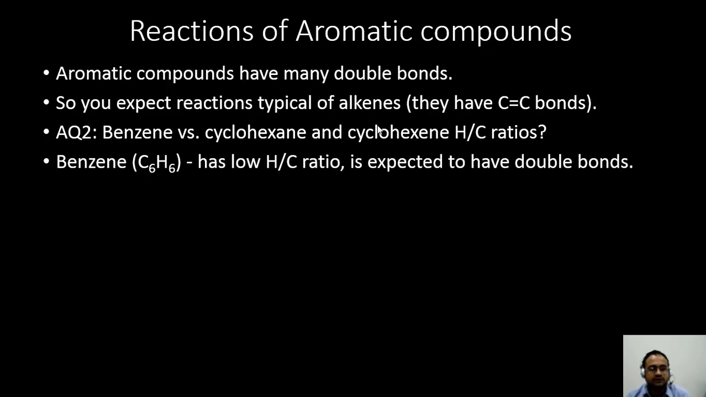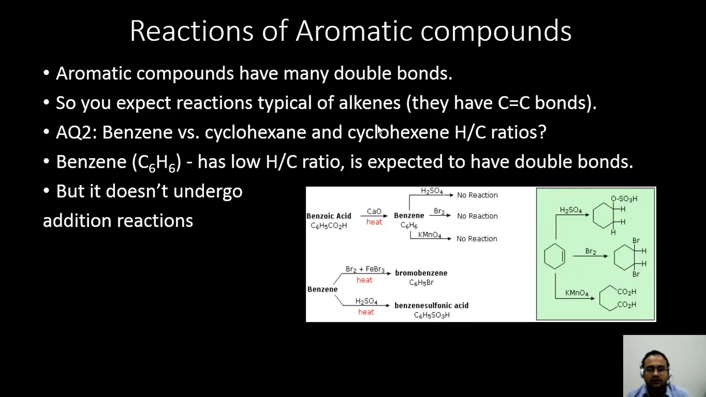So benzene has the formula C6H6 and has a low H by C ratio and is expected to have double bonds. You expect it to undergo typical reactions of alkenes, that is addition reactions, but it is found experimentally that it doesn't undergo addition reactions. Instead, it undergoes substitution reactions. So let us look at this once again. Here is a cyclohexene compound which has a double bond in it. Like all alkenes, it undergoes addition of H2SO4, addition of Br2, and oxidation by KMnO4.